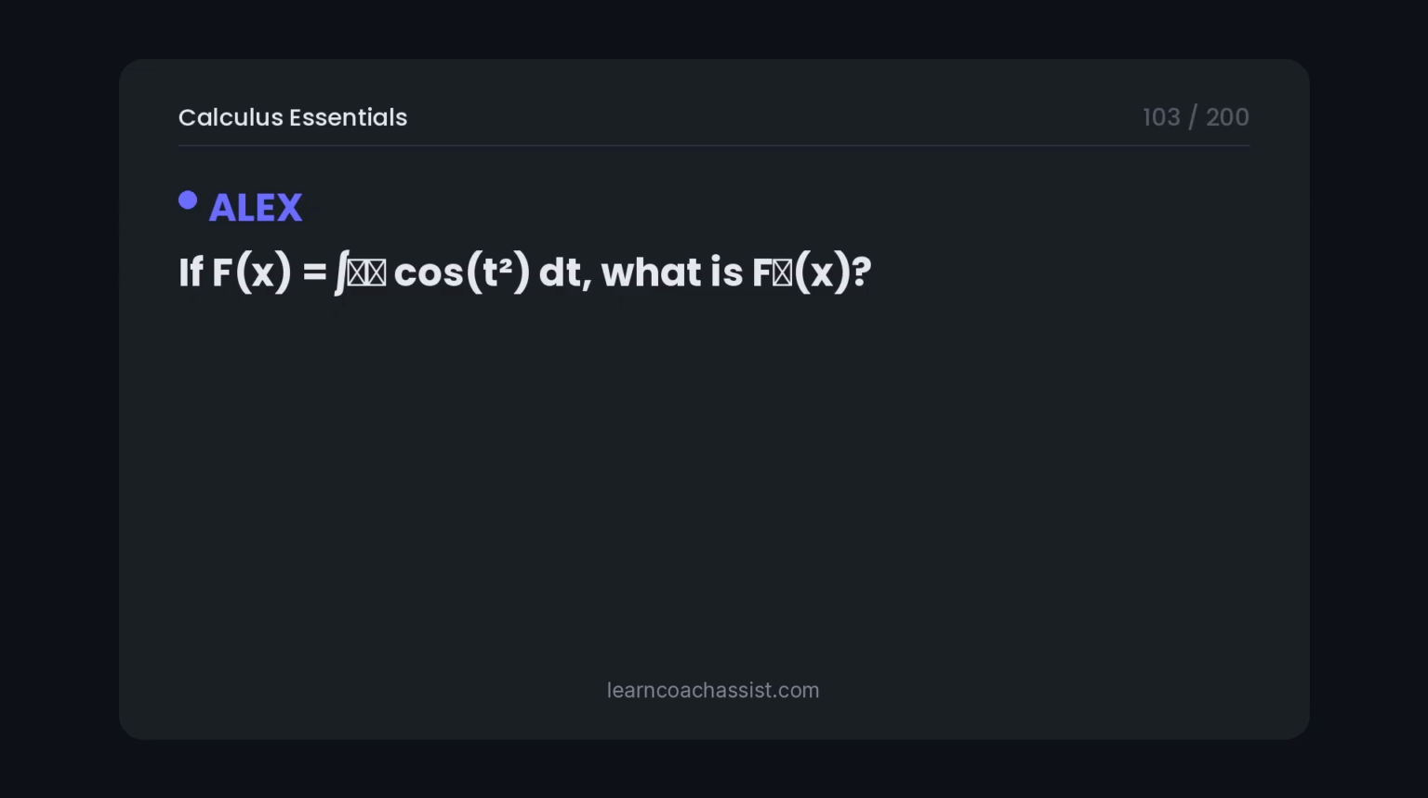If F(x) equals the integral of cos(t^2) dt, what is F'(x)?